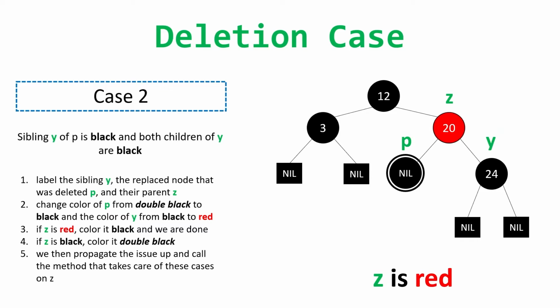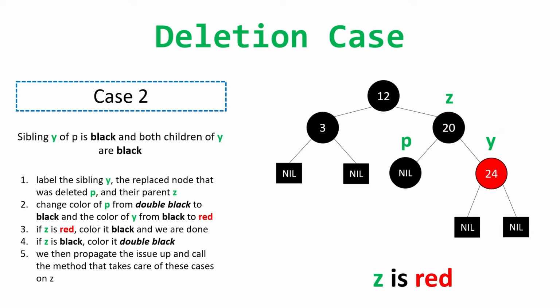All right. What we do is we do some recoloring. We change the color of P from double black to black, and the color of Y from black to red. Now, this is where the case deviates. If Z is currently red, color it black, and we're done. If Z is black, we color it double black, and then we would propagate the issue up and call a method that takes care of these cases on Z. But let me go back. Z is red, so we just color it black, and we're done.